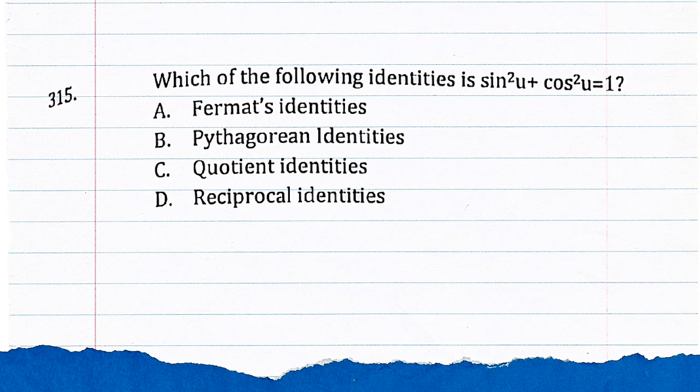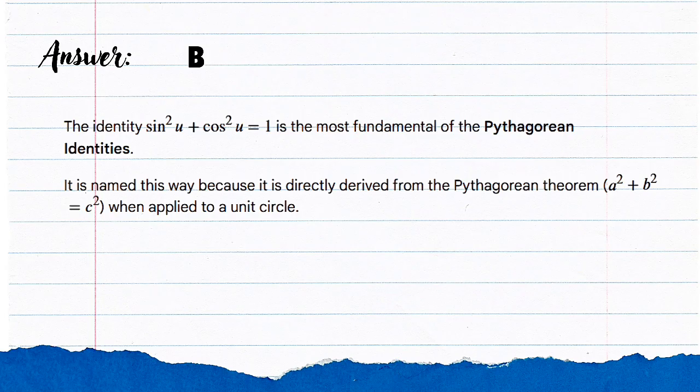Question number 315. Which of the following identities is sine squared u plus cosine squared u equals 1? And here are the choices. Letter A, Fermat's identities. Letter B, Pythagorean identities. Letter C, quotient identities. Letter D, reciprocal identities. And the answer is letter B, Pythagorean identities.